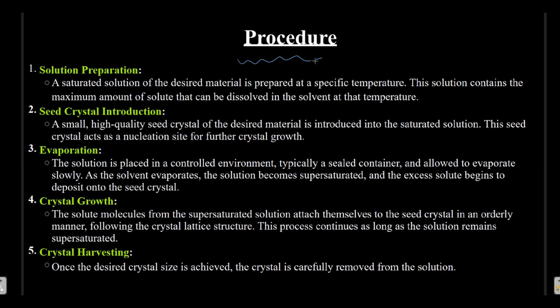Now, what is the procedure of isothermal evaporation? Look at here. The first one is solution preparation. A saturated solution of the desired material is prepared at a specific temperature. This solution contains the maximum amount of solute that can be dissolved in the solvent at that temperature. So a supersaturated solution is prepared.